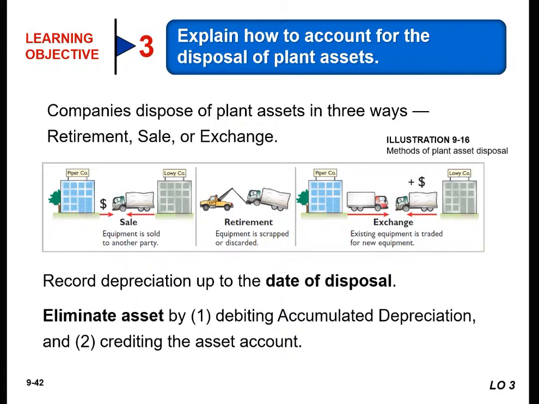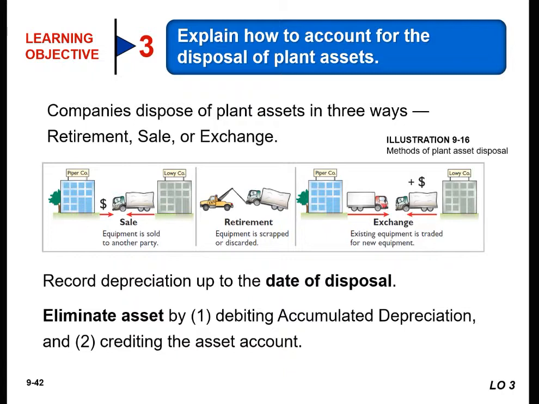So we take an older truck in and we give that truck to the dealer and we purchase another truck. Whether a plant asset is sold, retired, or exchanged, the company must determine the book value of the plant asset at the time of disposal to determine the gain or loss.